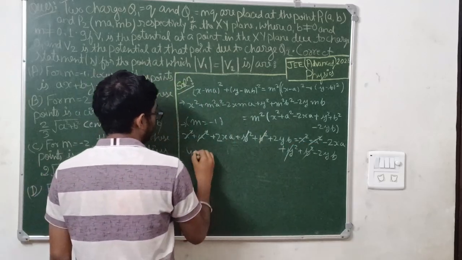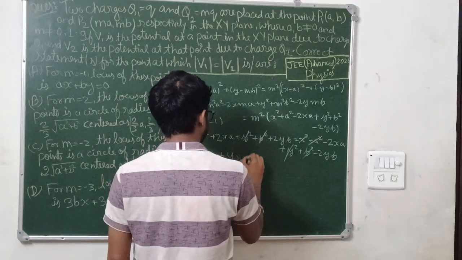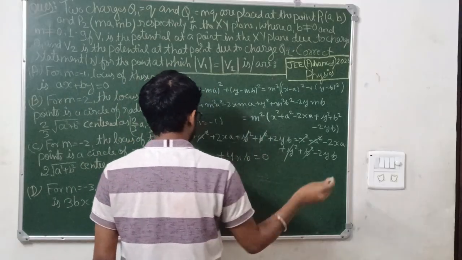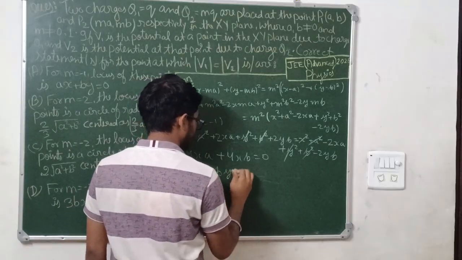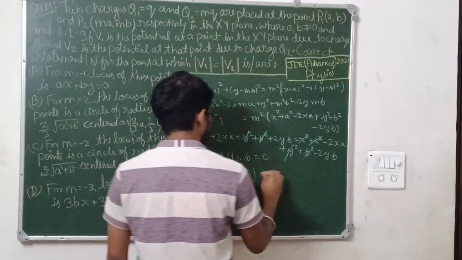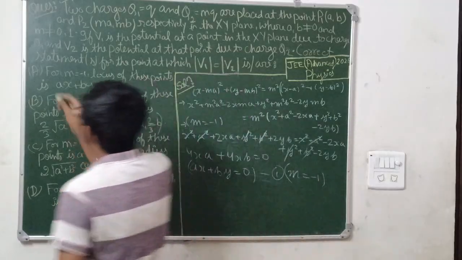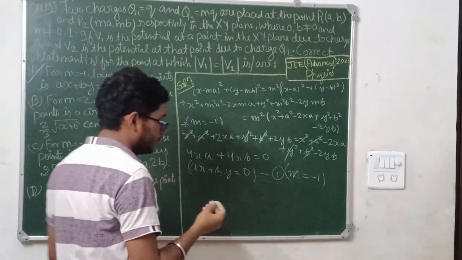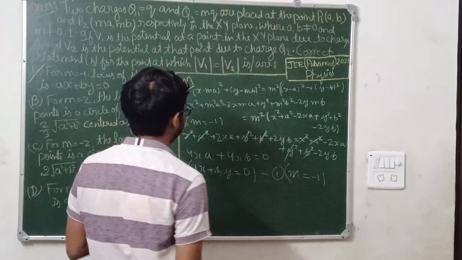Substituting here, so 4 times xa and 4 times xb is equal to 0. Taking 4 common, so ax plus by is equal to 0. This is the locus for m is equal to -1. So the first option is totally correct. Okay. Similarly, doing for all other options, let me change the chalk.